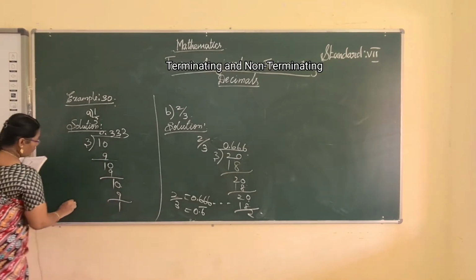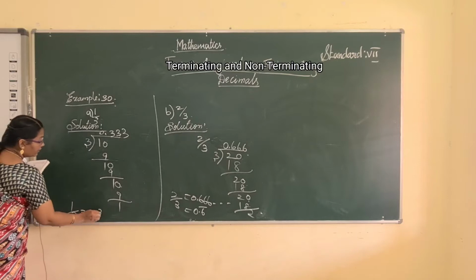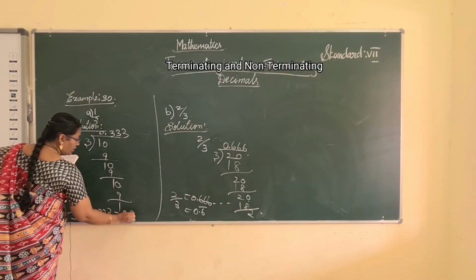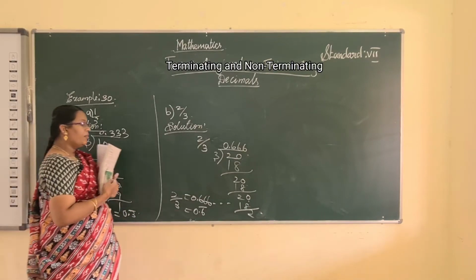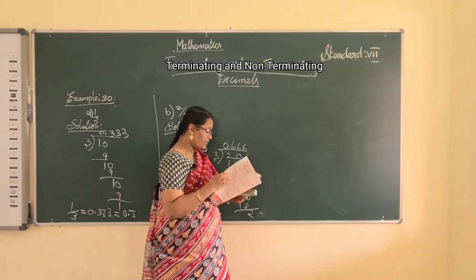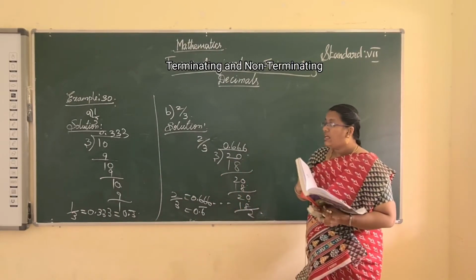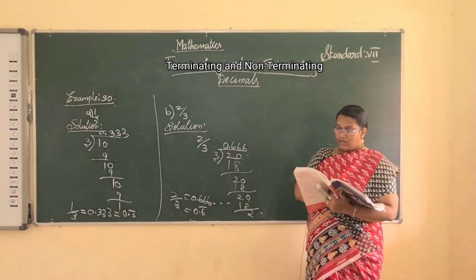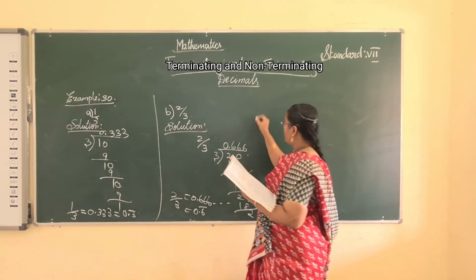Here also 1/3 is equal to 0.333, which can be written as 0.3 with a bar. So 3 repeats many times. This type of decimals are called non-terminating numbers. Okay, see one more problem.